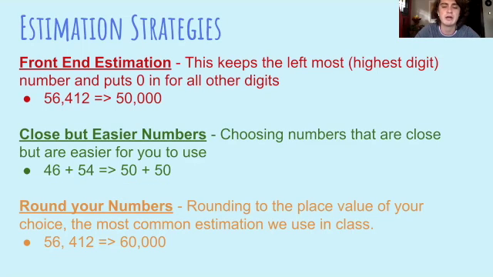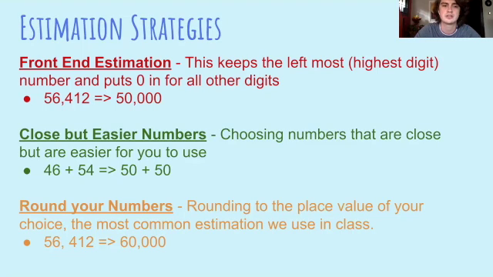And then the last one, rounding to the place value. So round your numbers. This is rounding to the place value of your choice or your teacher's choice. This is the most common estimation we use in class whenever we're doing mental math. So maybe Miss Parks or Miss Wolf or I will say, okay, round to the thousands, round to the hundreds, round to the nearest 10,000.